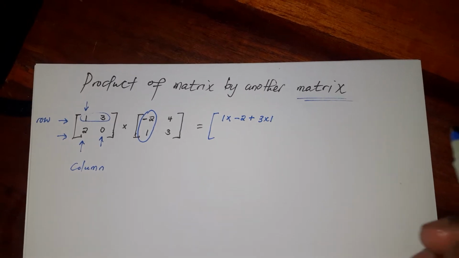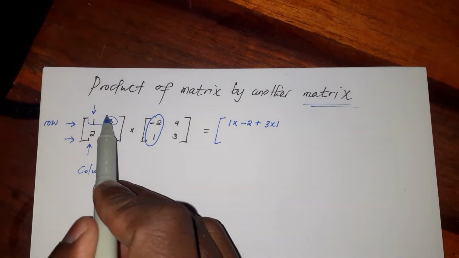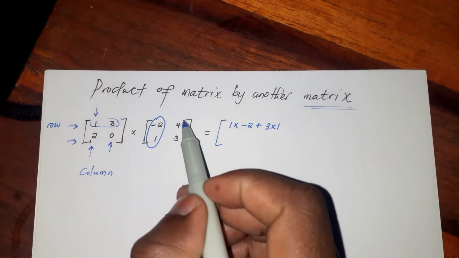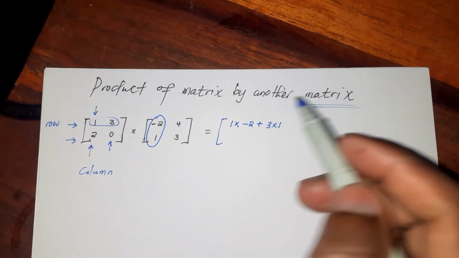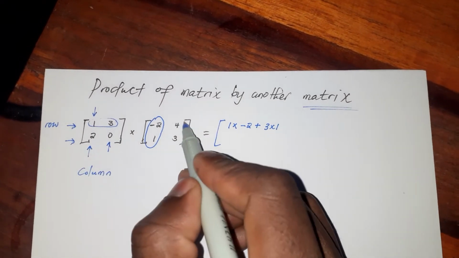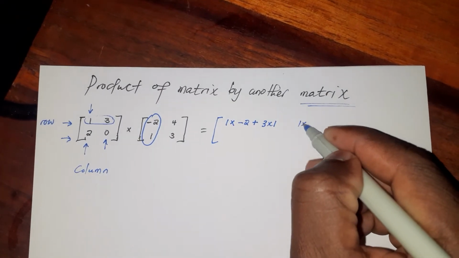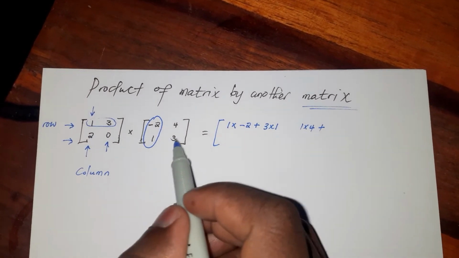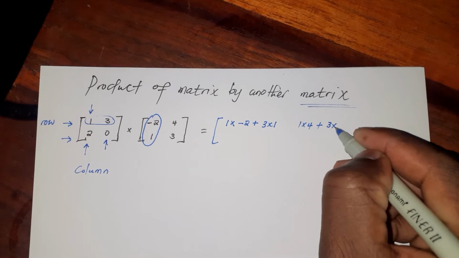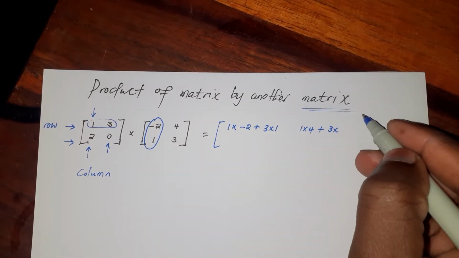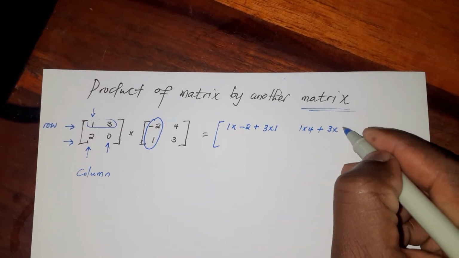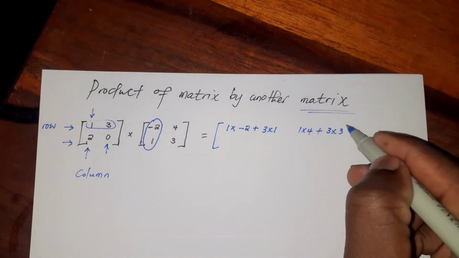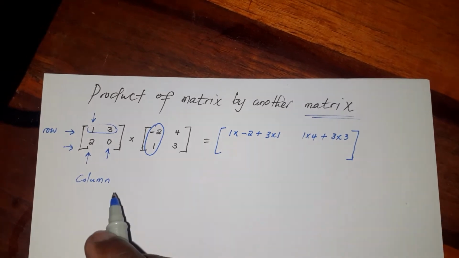After that, we move on to here, still the first row times the second column. And we're going to have 1 times +4 plus 3 times 3. And then we can now put our square bracket.